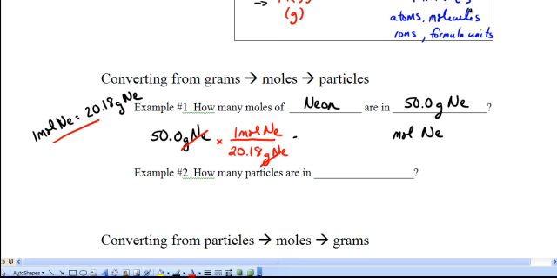And when you perform that calculation, it's going to be 50 times 1 divided by 20.18. And when you perform that calculation, I'm getting 2.48 moles of neon. So this would be the answer, 2.48 moles of neon.